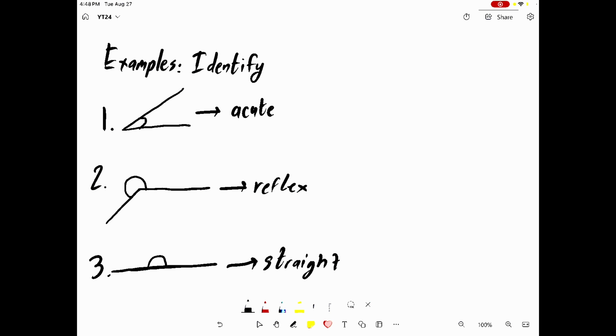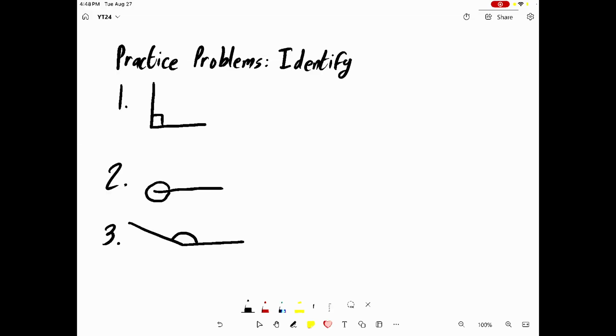Sorry, the practice problems. Whoops. For today, we have 3 practice problems. And of course, they're the identify ones as shown over here. So, the first one, we have this figure. The second one, we have the figure in the middle. And the third one, we have the figure on the bottom.